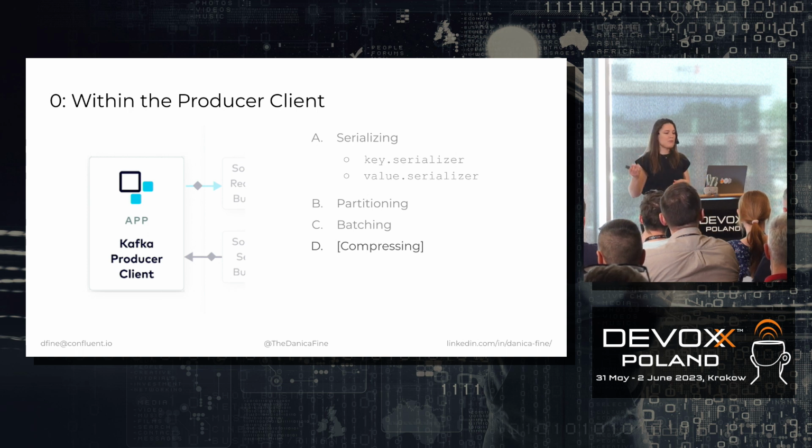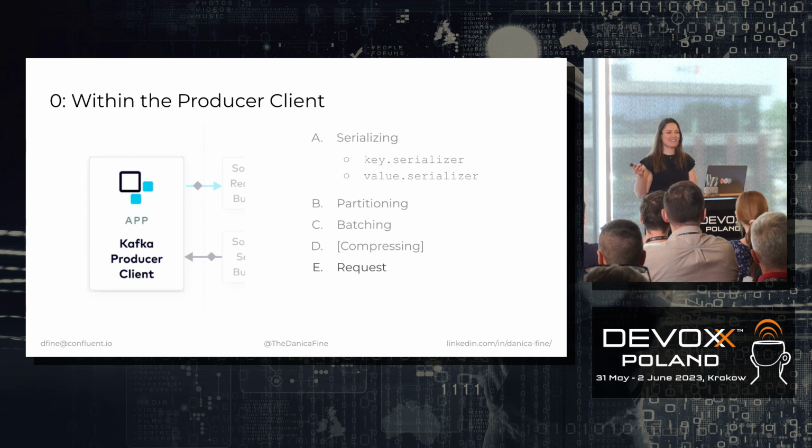There are a handful of compression types available. If you're not doing it and you want to get started with it, I recommend just using Z-standard as a starting point. But I encourage you to check out the docs more if you actually want to use this. Okay? So we've compressed the data, and finally we can ship off a request to the broker, okay?